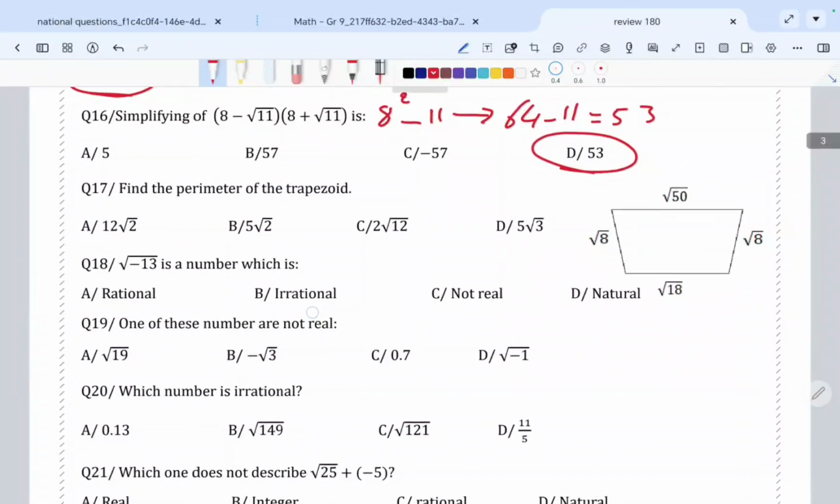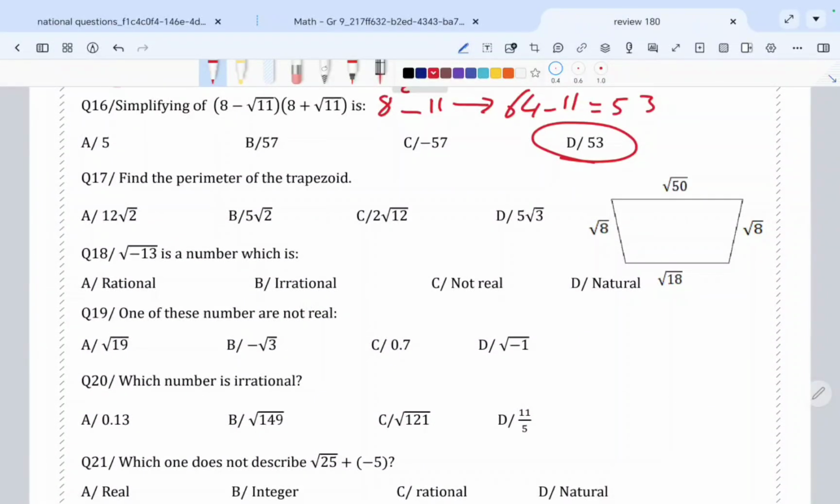Now find the perimeter of the trapezoid. You know, we will add all of them. It will be the square root of A plus the square root of 50 plus the square root of A plus the square root of 80. Simplify each one of them, you get the answer. It is 12 square root of 2.